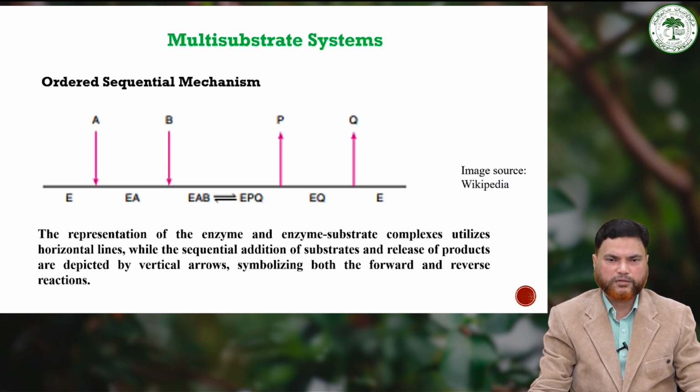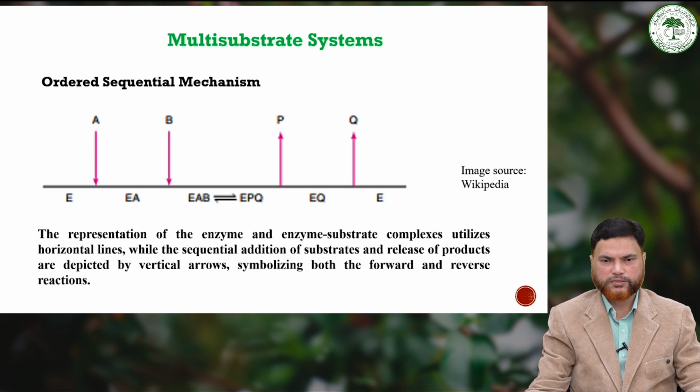Generally, these multi-substrate system reactions involve the transfer of a particular functional group from one substrate to another, and the enzyme can bind, for example, two substrates A and B in various manners. Here it has been shown. So there are basically two categories of substrate binding with enzyme. One is the sequential and the other is the non-sequential mechanism. First I will discuss the sequential mechanism.